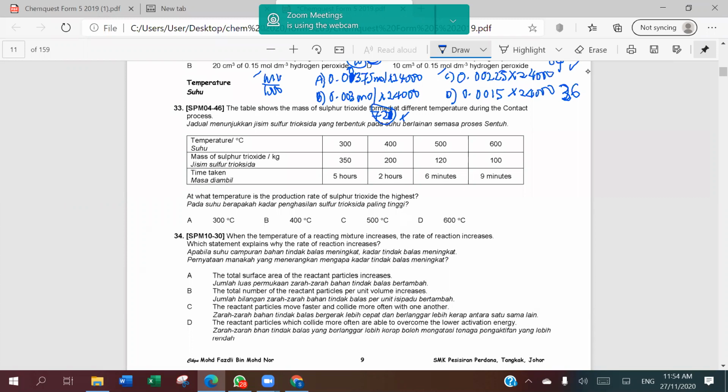Okay, the next answer for question 33. I'll give you the answer straight away. Actually, all you have to do is divide. 350 divided by 5, 200 divided by 2, 120 divided by 6 minutes, you make it over in 2 hours. You'll find that C is the best answer. Okay?